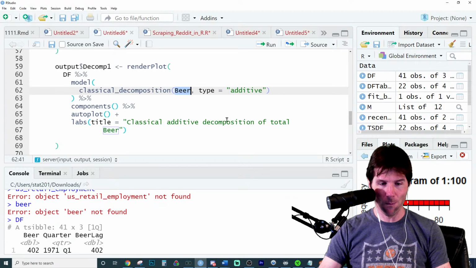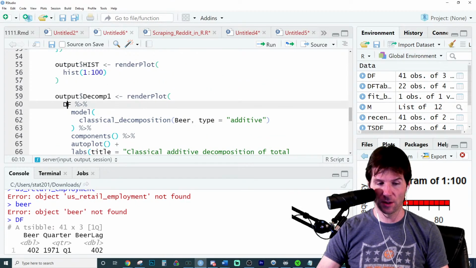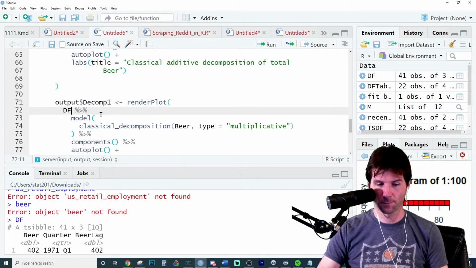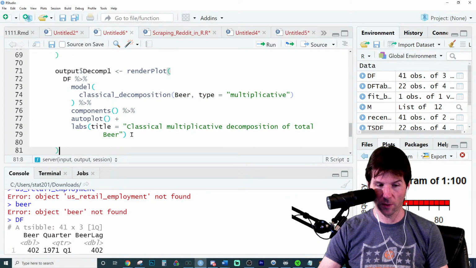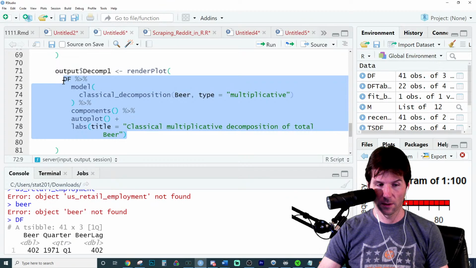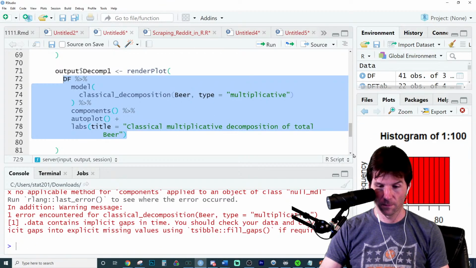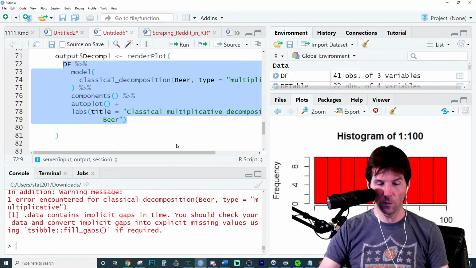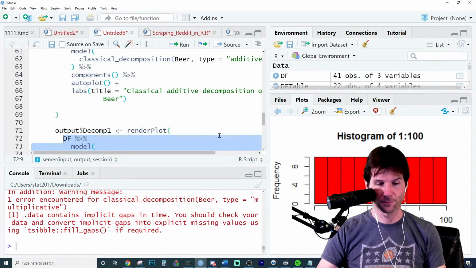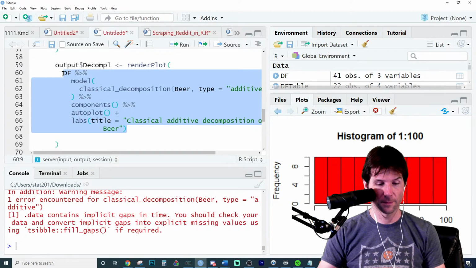Let's see. Change the data. Change the data frame we're using. Check to see if it runs. That's the render plot. Okay, good. Warnings. Gaps in data. What? There's no gaps in my data. Something always has to go wrong, right?